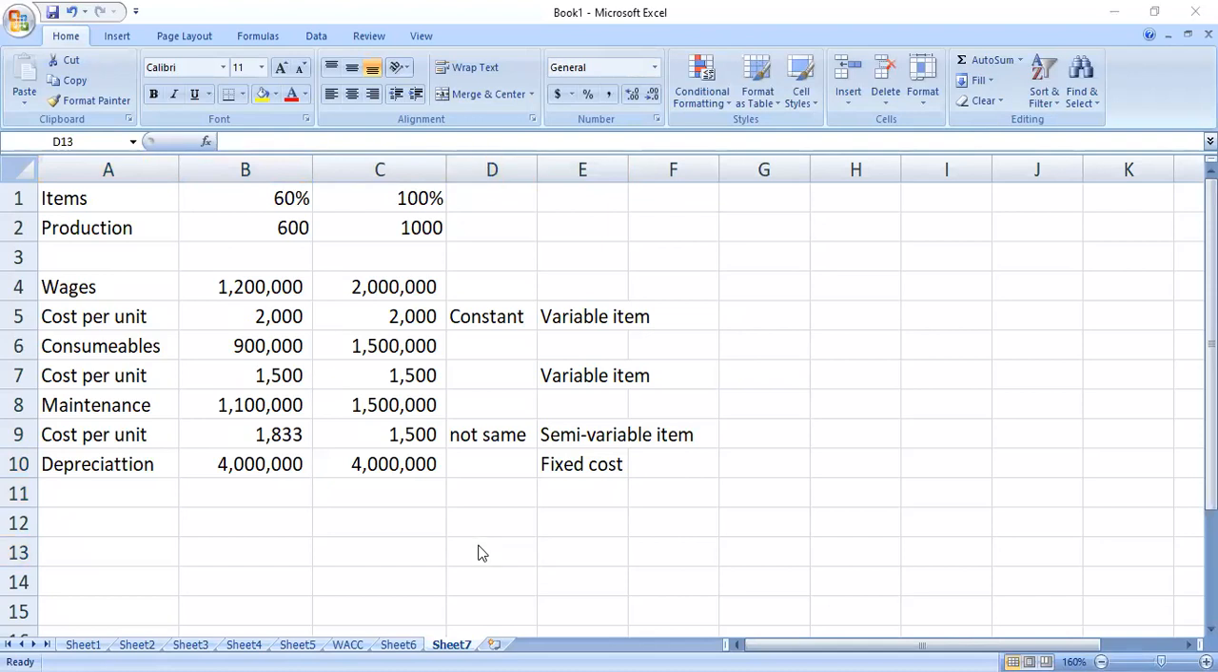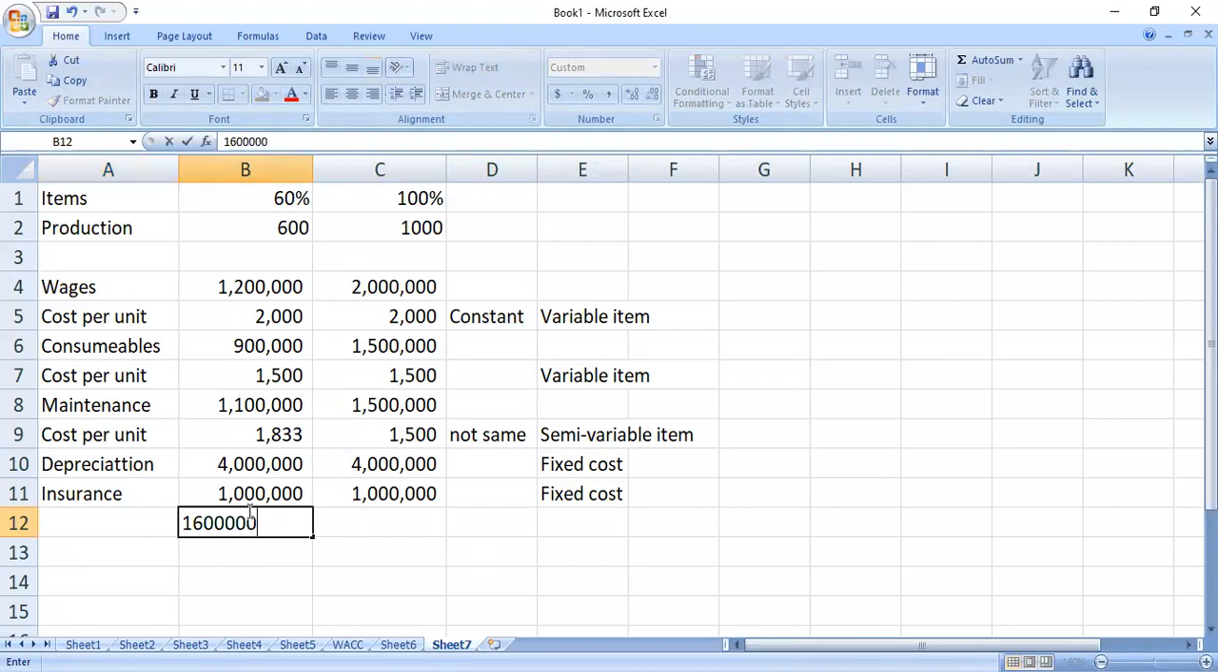It is insurance, 1,000, 1,000. Still, as you can see, the costs are the same. And if they're the same, you don't have to do anything. You don't have to determine the cost per unit. This must be what? A fixed cost. It's not changing in any way. Okay. Then lastly, power and fuel. Okay. It's 1,600. It's 1,200. This is power. Fuel.